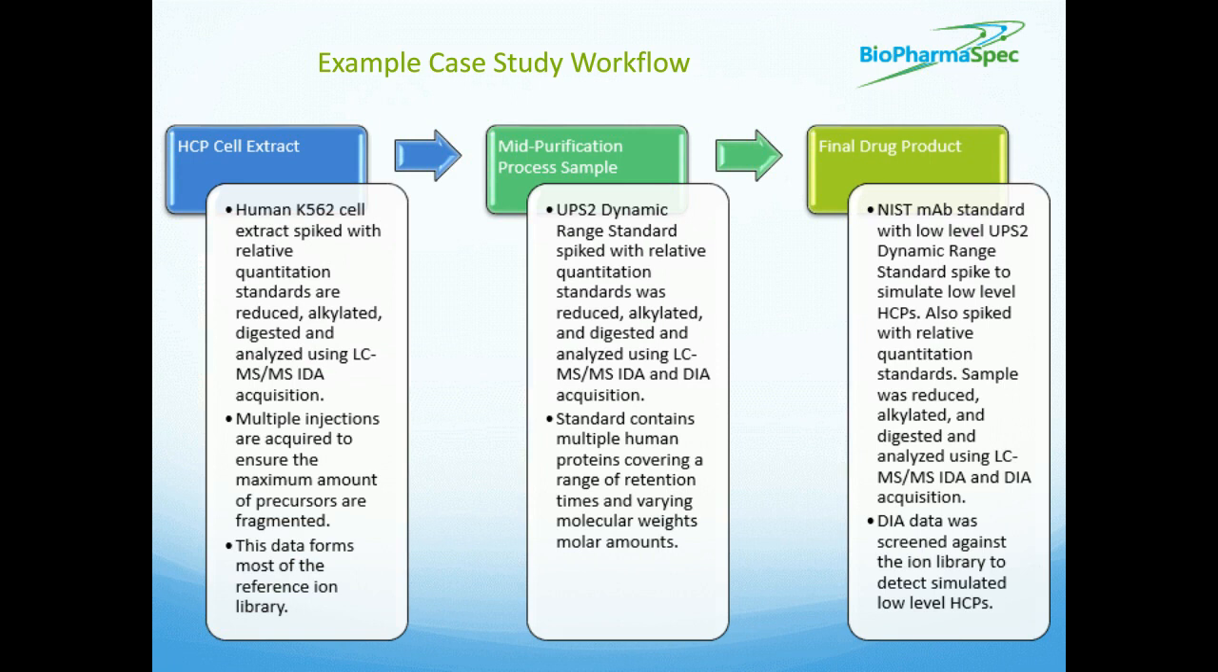To replicate a final drug product sample, we used a NISTmAb reference standard, and then we spiked in very low levels of our dynamic range standard, along with our relative quantitation standards. And again, this simulated drug product was reduced, alkylated, and analyzed by LC-MS, also using our data-independent method. So for this final product, we screened this data against the peptide map that we created with the original host cell protein cell extract, our K562 sample.